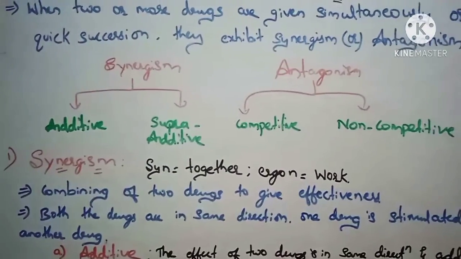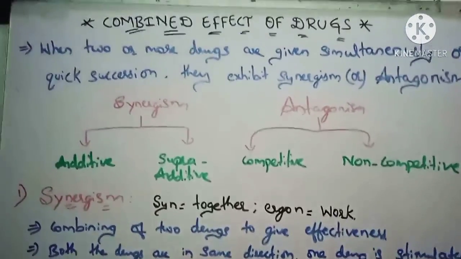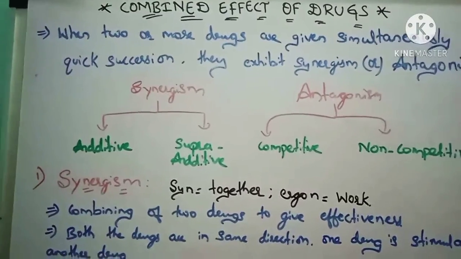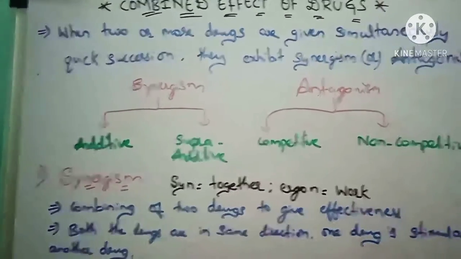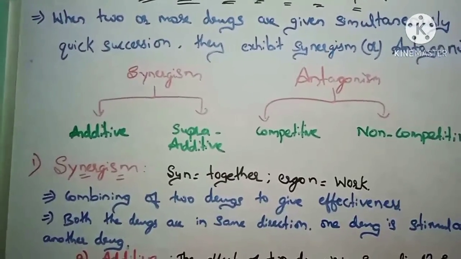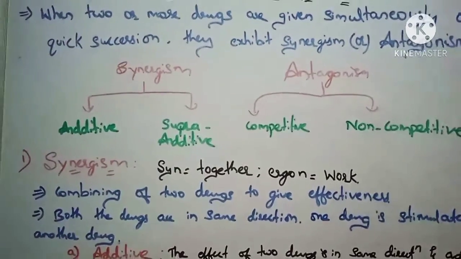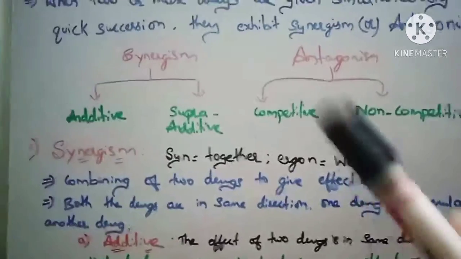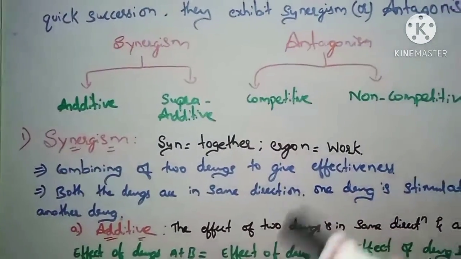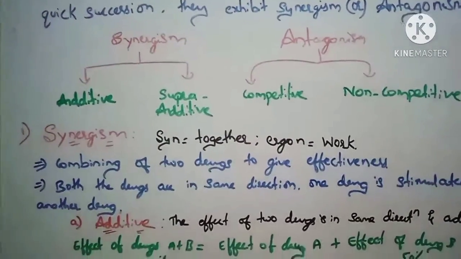If two or more drugs are in combination, they are formulated or coated in one tablet form, or in one capsule form or in one injection form, the two drugs are in one compound formulation. So at a time, the drugs are given to the patient's body, and they exhibit either synergism or antagonism. Synergism has two types, additive synergism and supra-additive synergism, and antagonism has two types, competitive antagonism and non-competitive antagonism.